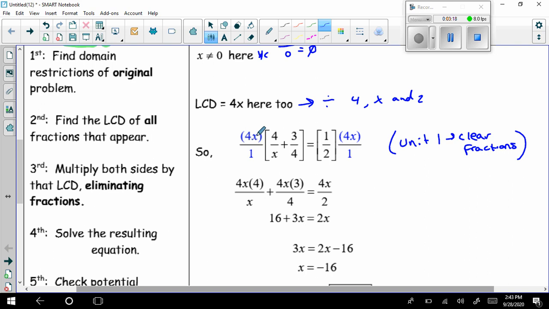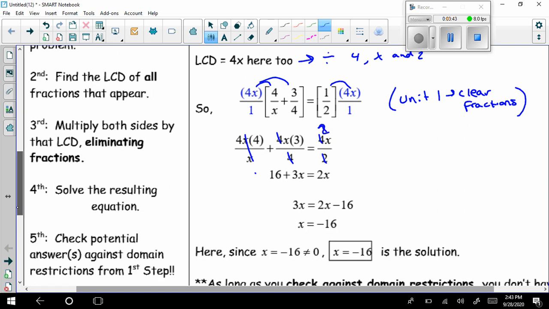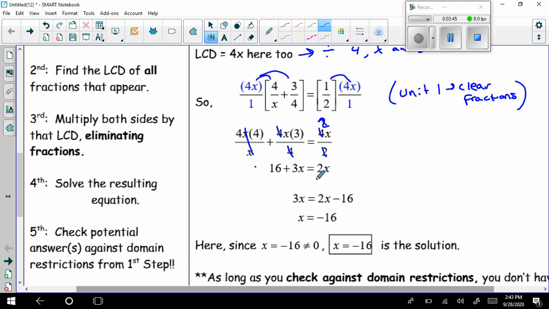All right, so 4x over 1 goes through to each of these terms. So we get 4x times 4 over x, 4x times 3 over 4, and 4x times 1/2. The reason we do that is now we can go through and those cancel there, those cancel there, and that reduces there. Okay, and so we end up with 16 plus 3x is equal to 2x.